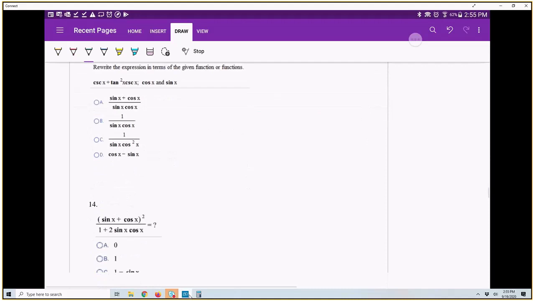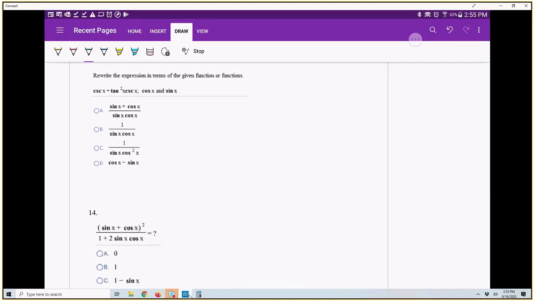Rewrite the following expression again. This time you're going to write in terms of cosine and sine. So I have cosecant x plus tangent squared x times cosecant x. So let's see what we can do with it. I will change everything in terms of sine and cosine. So the reciprocal identity will give you 1 over sine x. Tangent squared is sine squared x over cosine squared x. And then cosecant is 1 over sine x.